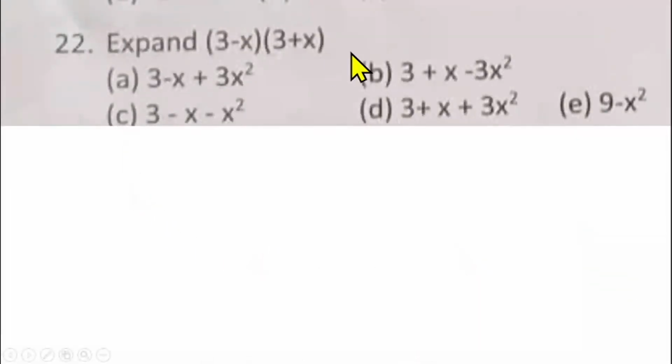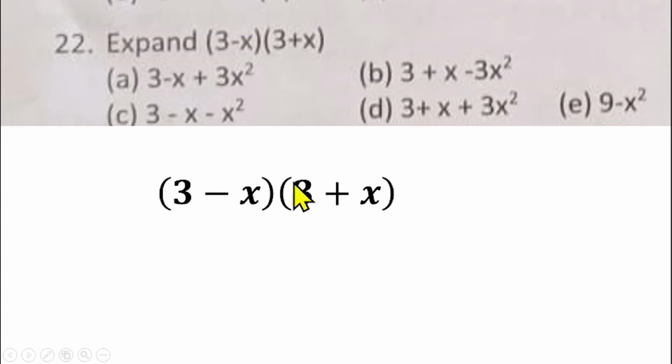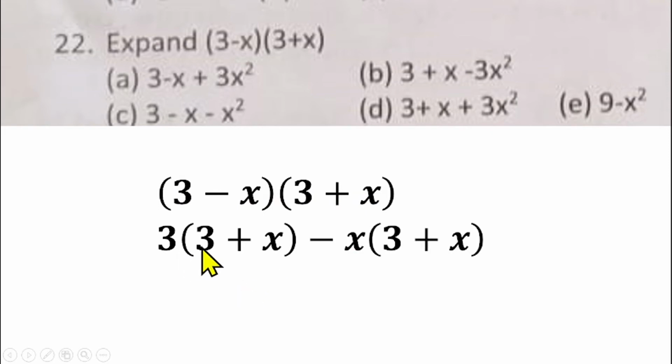Question number 22, we have to expand these brackets. 3 will multiply 3, 3 will multiply x, minus x will multiply 3, minus x will multiply x. Like I said here, this bracket will multiply this second bracket. So 3 will multiply everything inside the bracket, that's what you're having here. Then minus x also will multiply everything inside this bracket, and that's what you're having here.